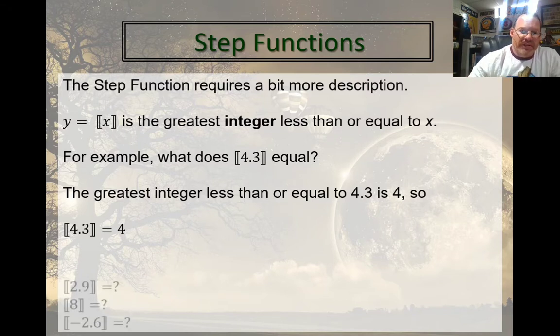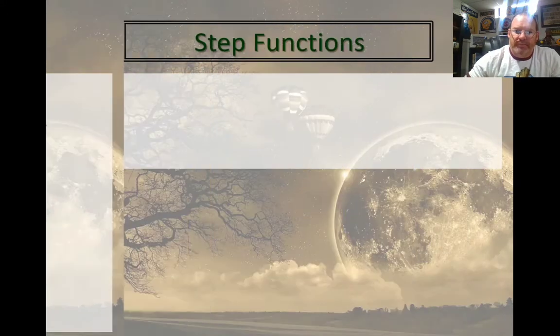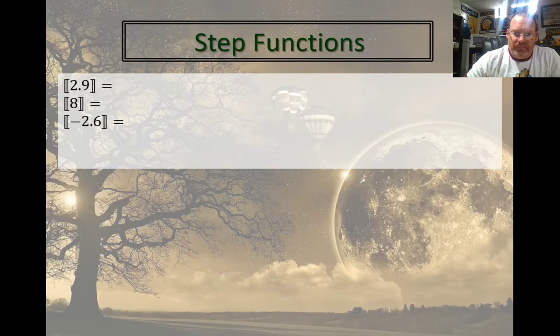Let's try these three examples real quick. We have a 2.9, an 8, and a negative 2.6. All right, that 2.9, you'd round down to 2. The 8, there's no partial fraction, there's no decimal, so it just stays 8.